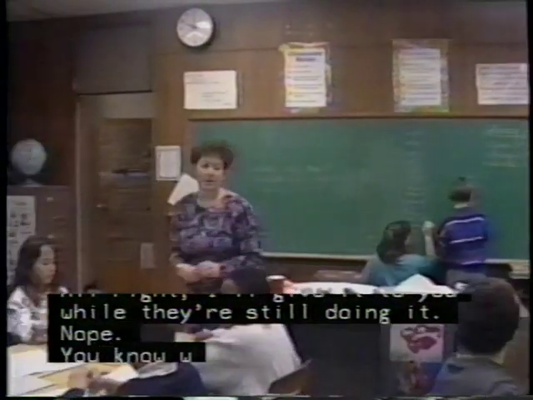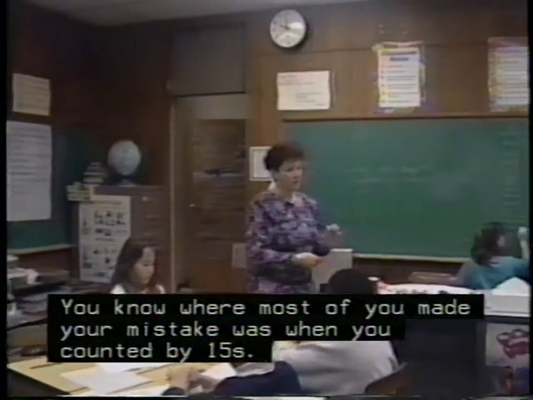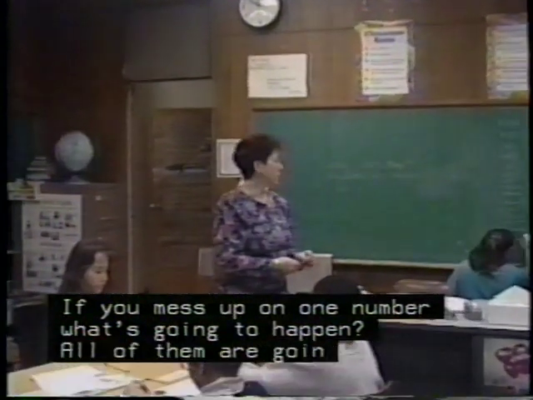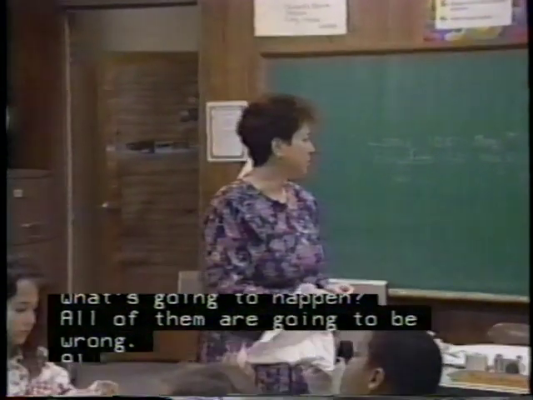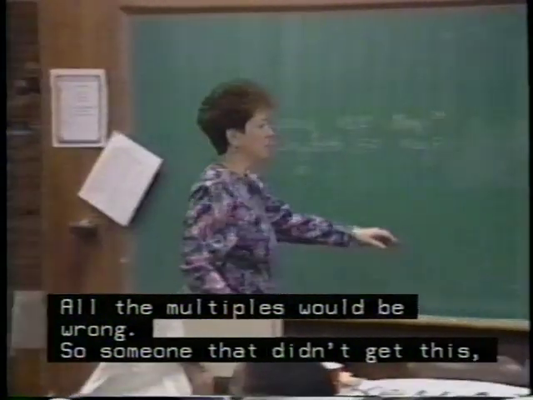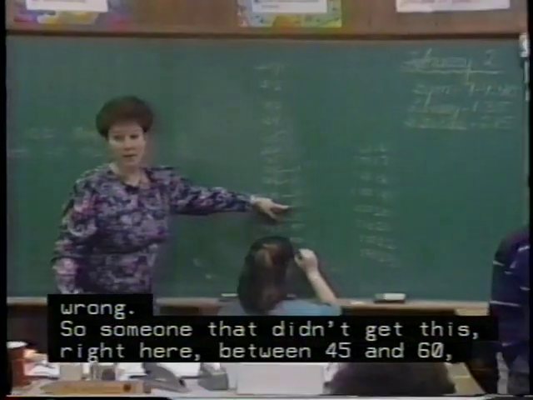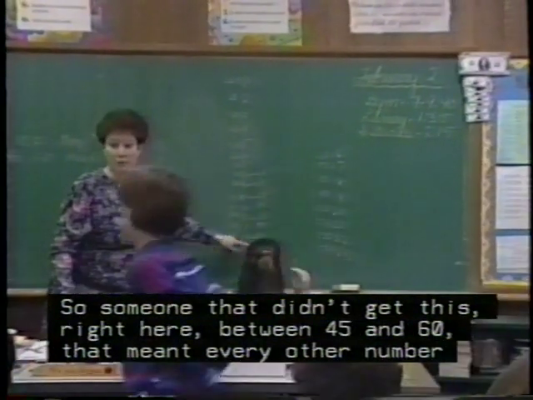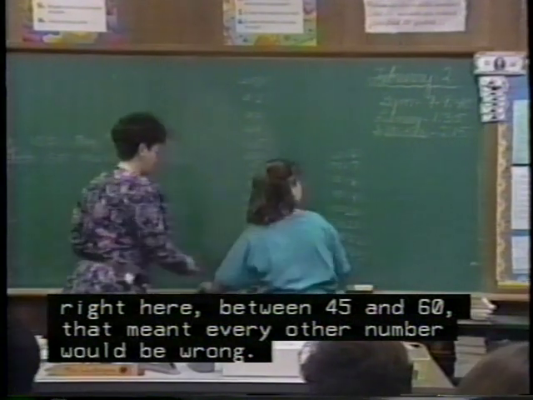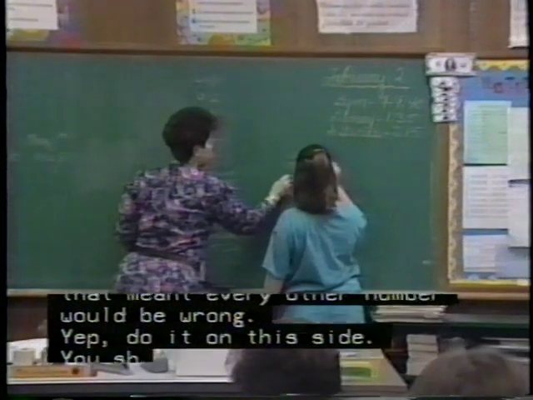You know where most of you made your mistake was when you counted by 15s. If you mess up on one number, what's going to happen? All of them are going to be wrong. All of the multiples would be wrong. So someone that didn't get this right here, between 45 and 60, that meant every other number would be wrong. Do it on this side. They should have decimal points in it though, Ryan.